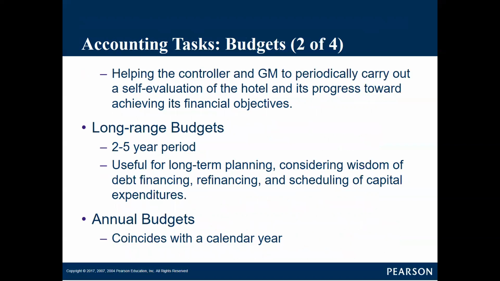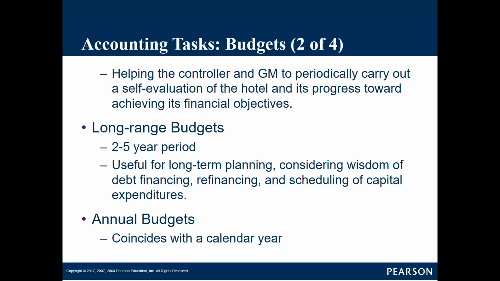A long-range budget, because there are three basic types of budgets, right? The first one we're going to talk about is long range, 2 to 5 years. Useful for long-term planning, considering the wisdom of debt financing, refinancing, scheduling of capital expenditures. A capital expenditure is the purchase of equipment, land, buildings, or other fixed asset that is necessary for the operation of the hotel.